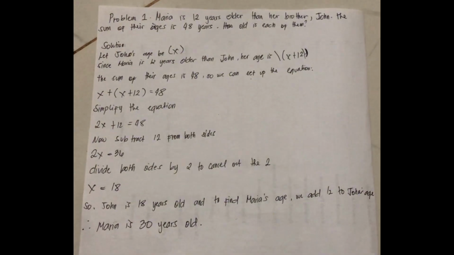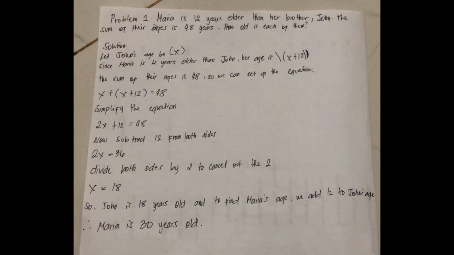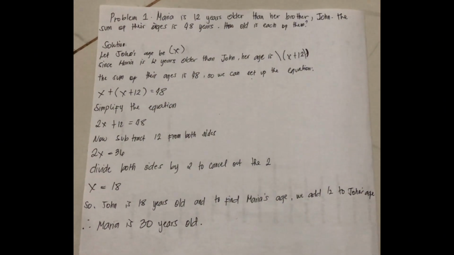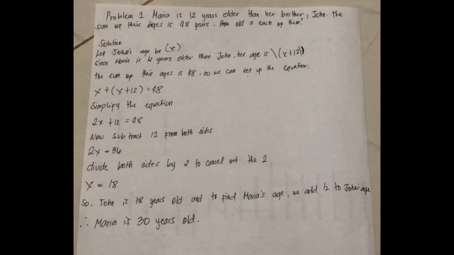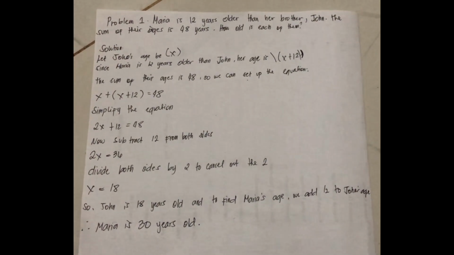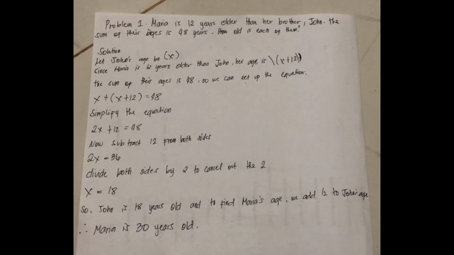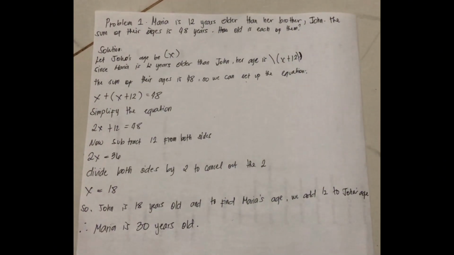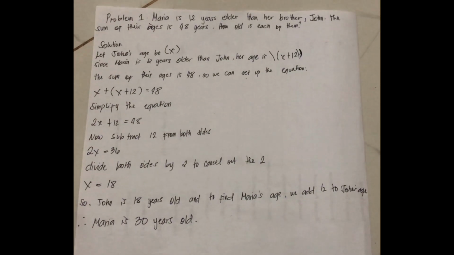Let John's age be x. Since Maria is 12 years older than her brother John, her age is x plus 12. The sum of their ages is 48. So we can set up the equation like this: x plus (x plus 12) is equal to 48. Simplify the equation: 2x plus 12 is equal to 48.